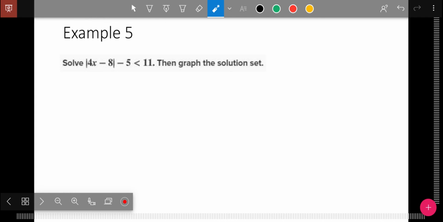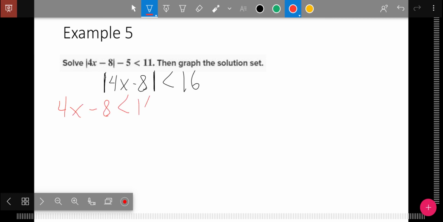And so let's look at this example. Again, I have to get the absolute value by itself, so I add 5 to both sides. I get the absolute value of 4x minus 8. I added 6, so I get 16 over here. So it's less than 16. Case 1, everything stays the same, no absolute value bars. Case 2, no absolute value bars, but the 16 becomes negative. And when the 16 becomes negative, I must flip the sign. You must do that for case 2.